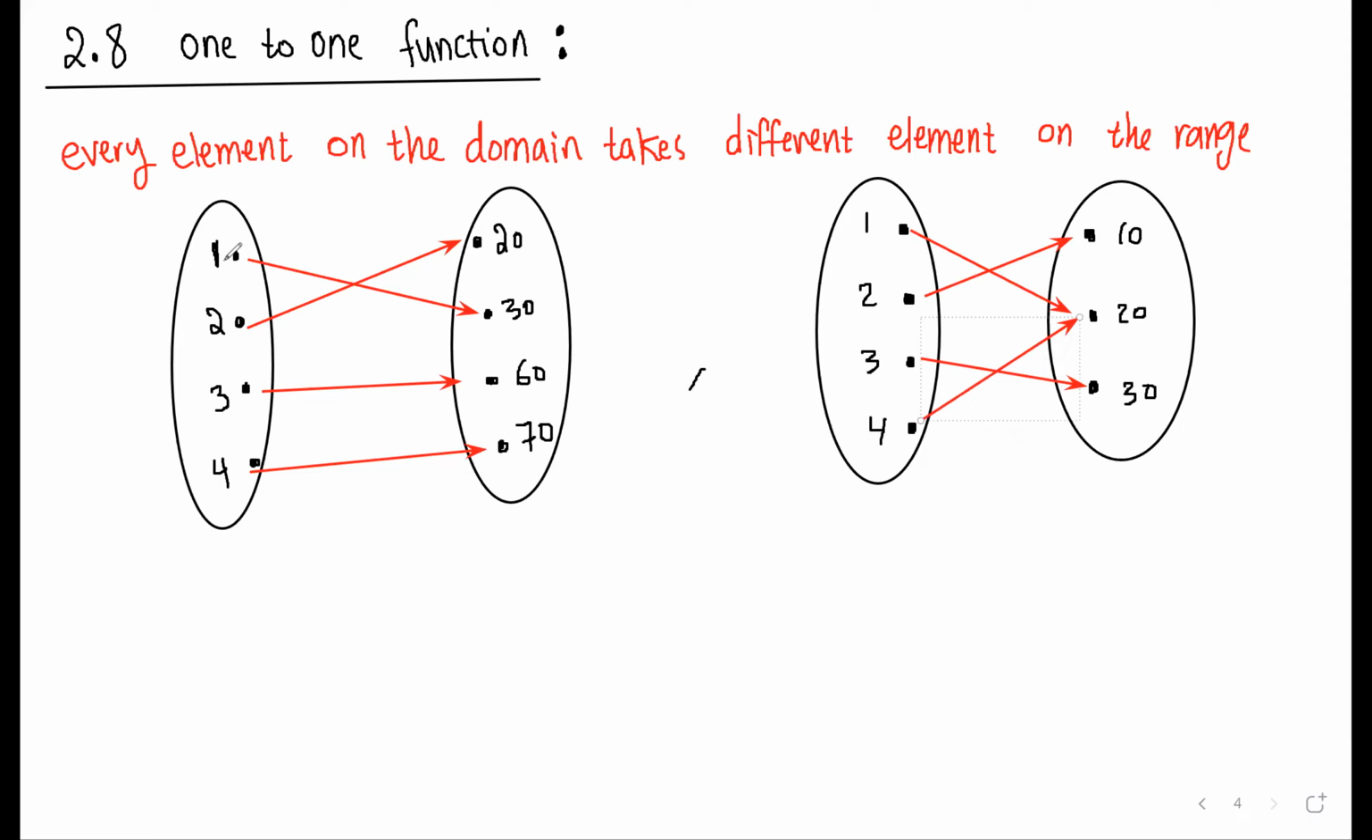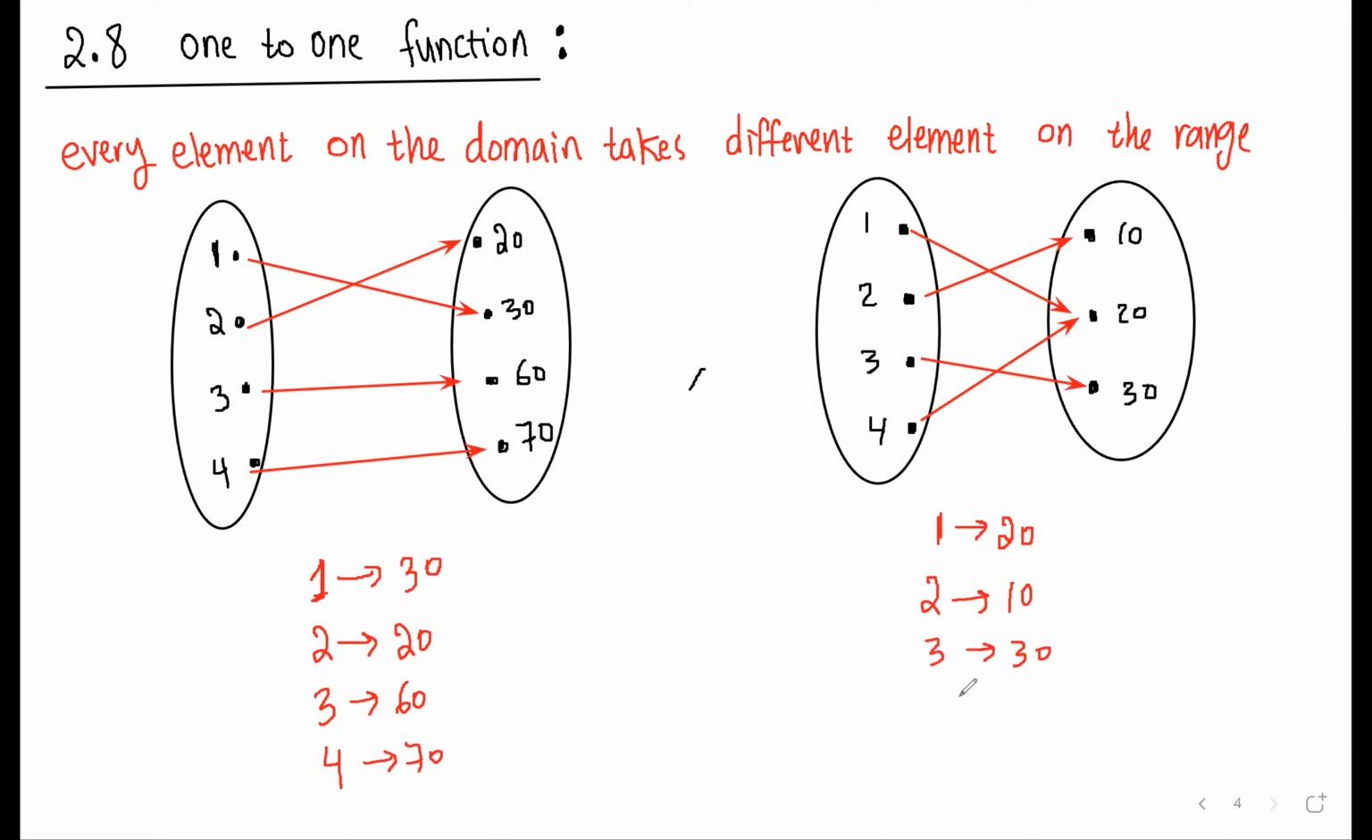Again, let's look. 1 here goes to 30, it takes one element. The 2 goes to 20. The 3 goes to 60. And the 4 goes to 70. And here, 1 goes to 20. The 2 goes to 10. 3 goes to 30. And 4 goes to 20.